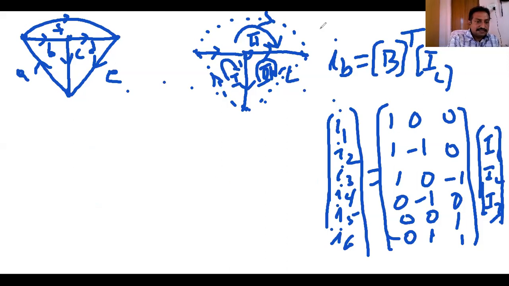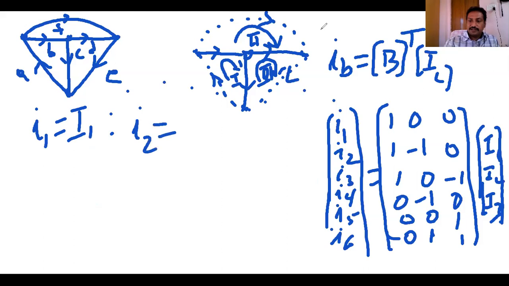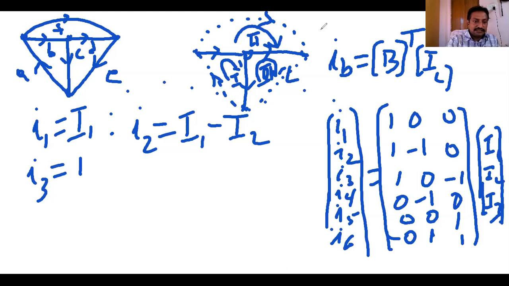So based on this, I1 is equal to capital I1, and we'll come back. And I2 is equal to I1 minus I2. Then we'll come back. I3 is equal to, here see that, I1 minus I3.